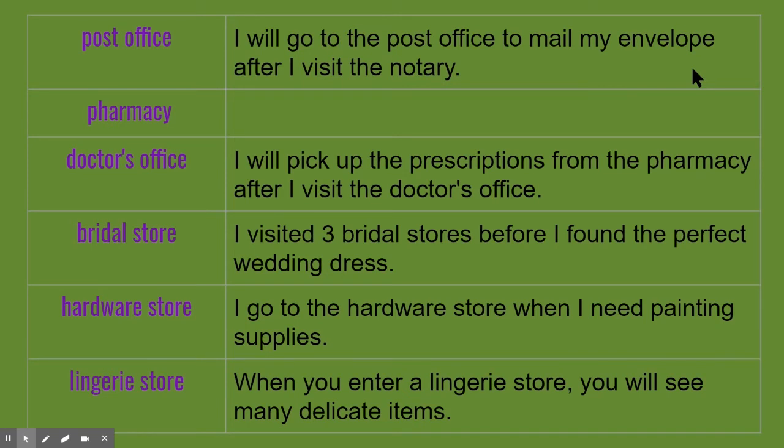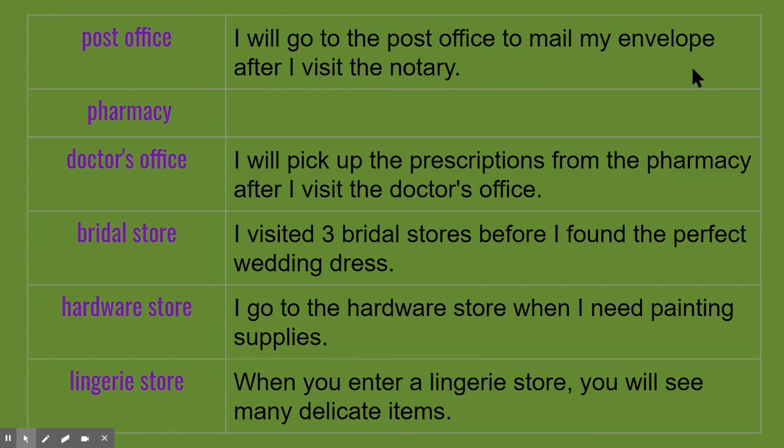We have here, as usual, sample sentences using vocabulary words. These are in complex sentences and they can be rearranged. So that might be an activity to do in class. I will go to the post office to mail my envelope after I visit the notary. But you could also say, after I visit the notary, I will go to the post office to mail my envelope, right? Either way is correct. So that's a good practice to do.